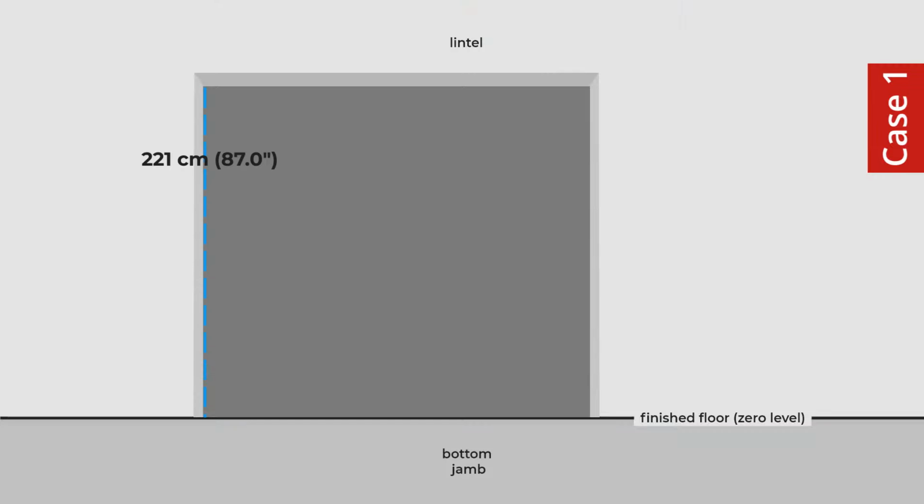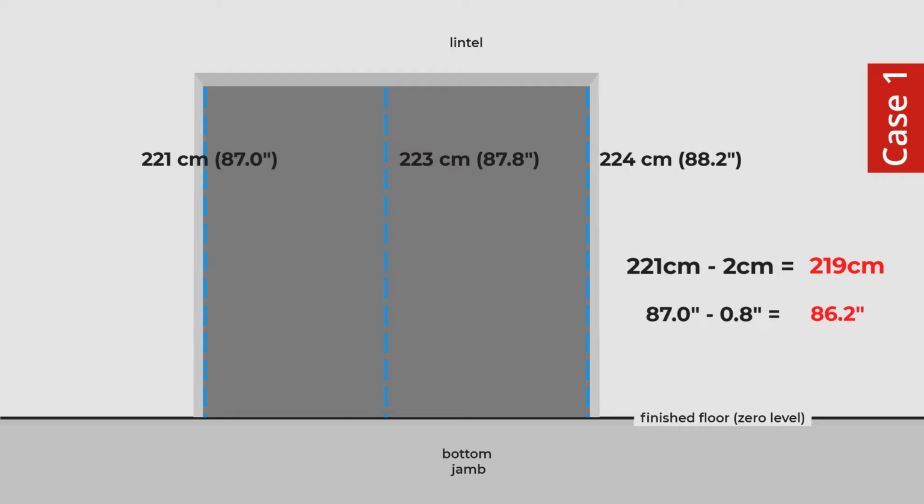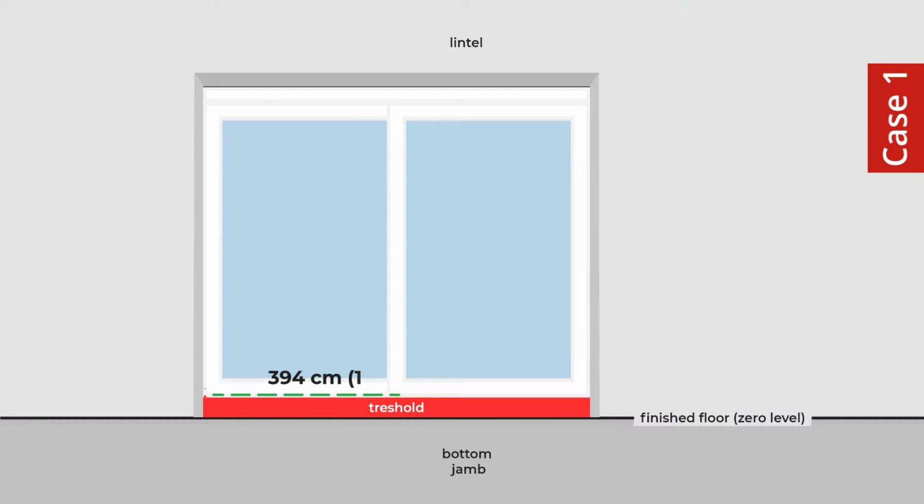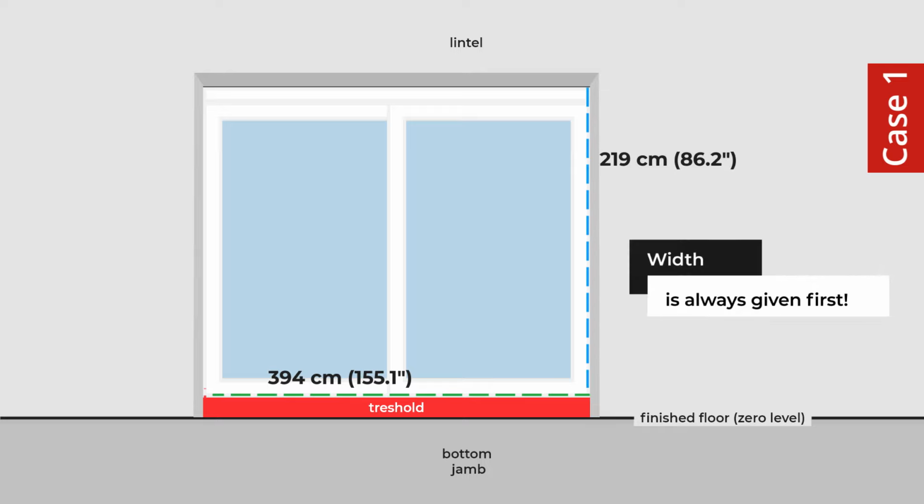The height is similar. For the left jamb, 221 cm. In the middle, 223 cm. And for the right, 224 cm. We choose the lowest measurement, 221 cm, we subtract 2 cm and set the door height as 219 cm. Therefore, to order doors you should provide the following dimensions: 394 cm and 219 cm. And always remember that the width is given first.